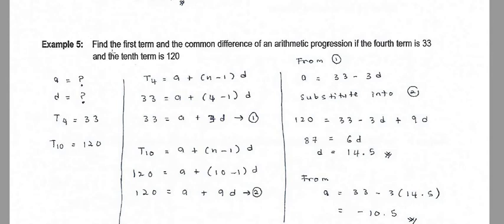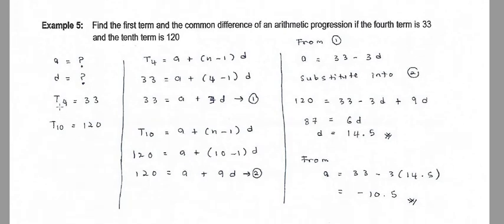Next example, we want to find the first term, which is A, and the common difference, which is D, of an arithmetic progression if the fourth term is 33. So T4, the fourth term, equals 33, and the 10th term is 120. So T10 equals 120. So again, we must use the information that we have. The first information is the fourth term, T4 equals 33. So use the formula for the term, substitute T4 as 33 and 4.